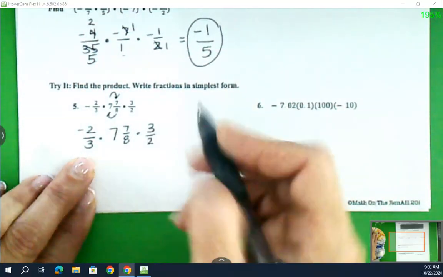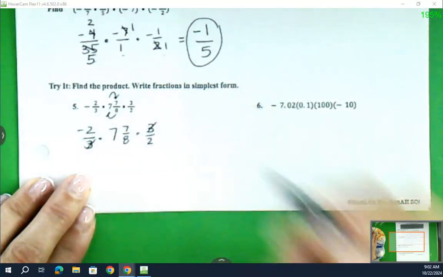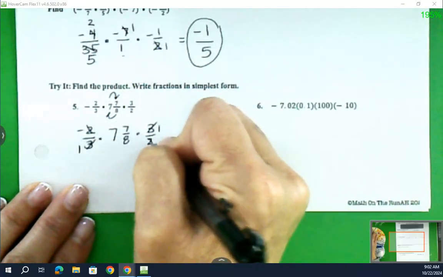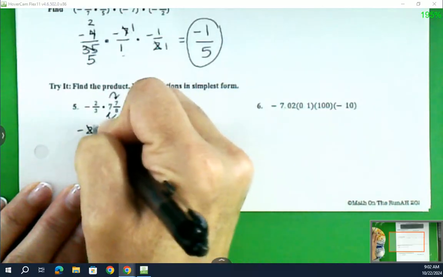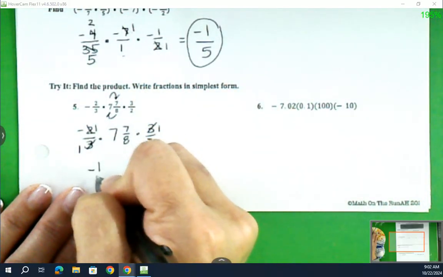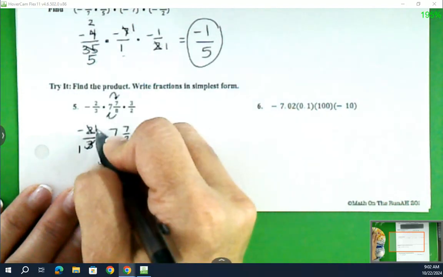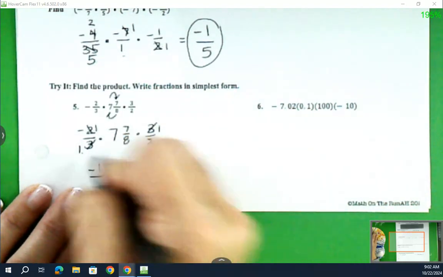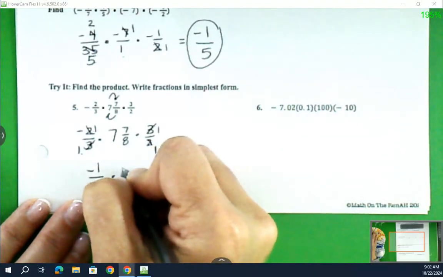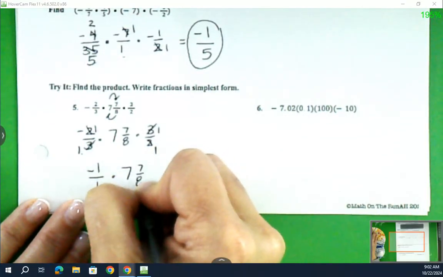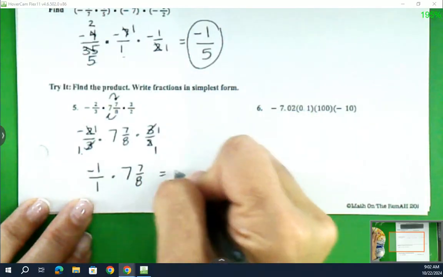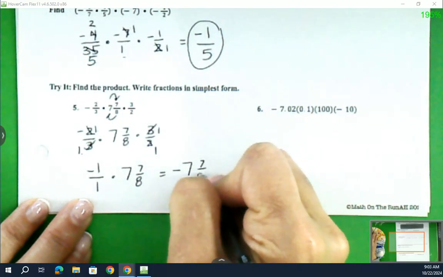I was going to change this to an improper fraction, but I notice here that I have a 3 and a 3, which can be canceled out by dividing by 3, so that becomes 1 and 1, and 2 can both be divided by 2 for 1 and 1, and then all I really have is a negative 1, because negative 1 times 1 is negative 1, and 1 times 1 is 1. I really have a negative 1 over 1 times 7 and 7/8. Well, that's just like 1 times it, but negative. So my answer is just negative 7 and 7/8 here.